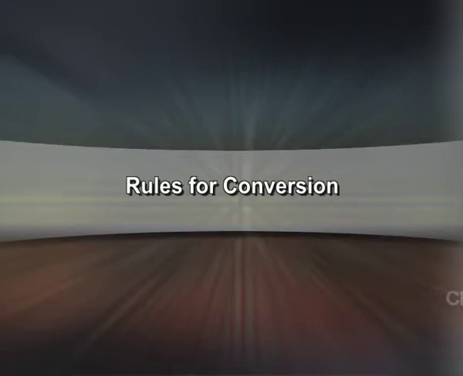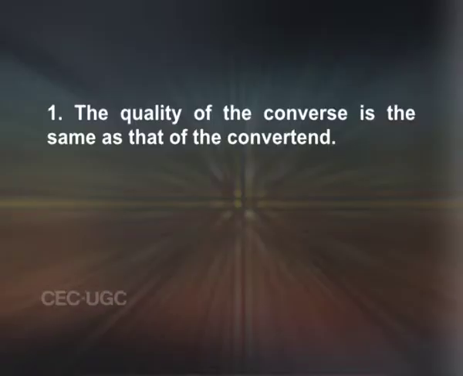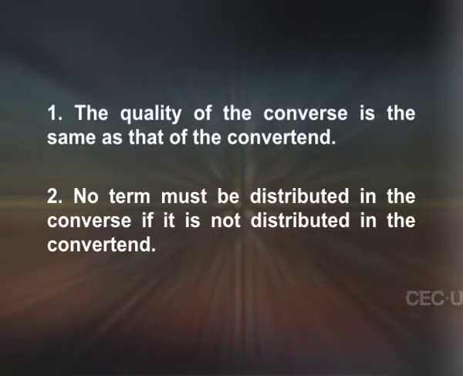Rules for conversion. Number 1. The quality of the converse is the same as that of the convertend. If the convertend is affirmative, the converse should also be affirmative. If the convertend is negative, the converse also should be negative, because if quality is changed, the meaning of the converse will be changed. Number 2. No term must be distributed in the converse if it is not distributed in the convertend.